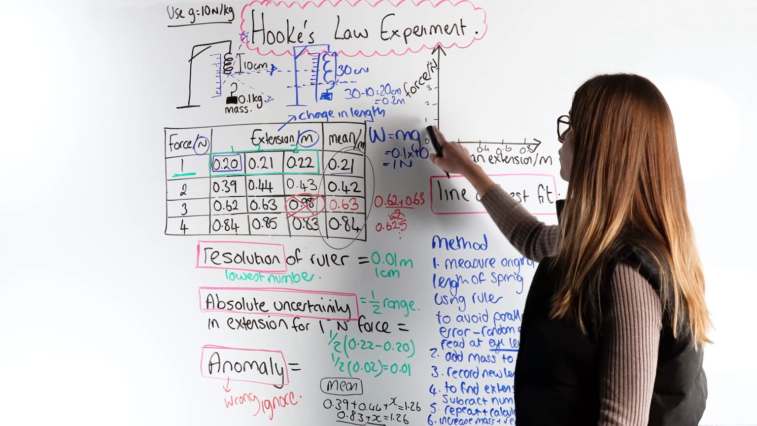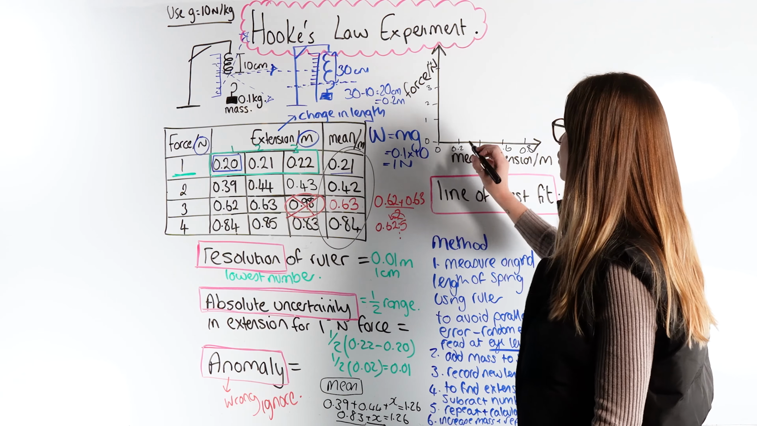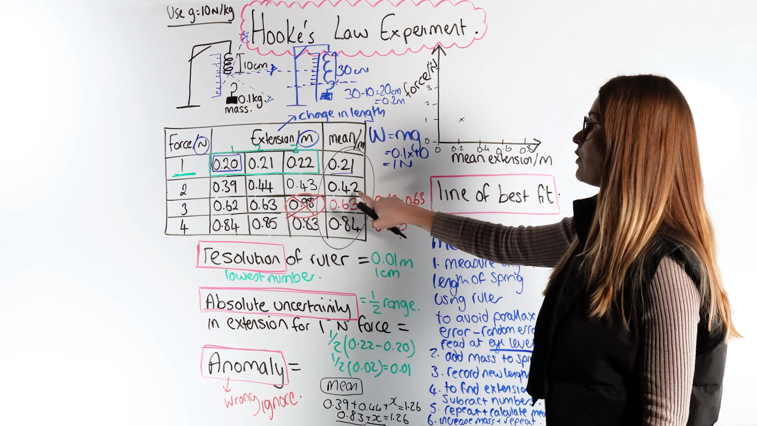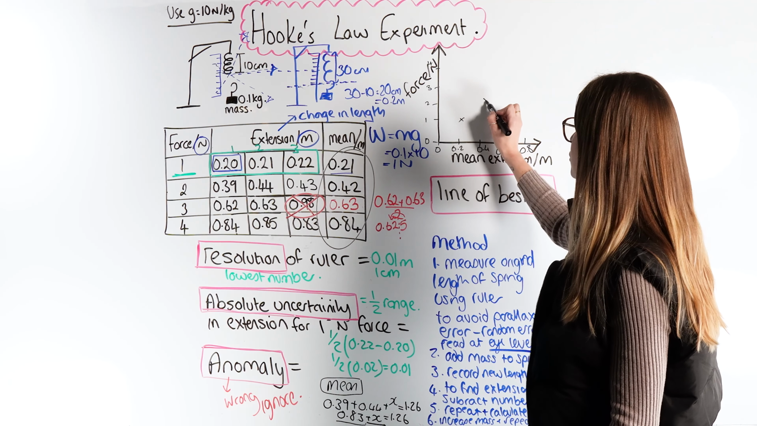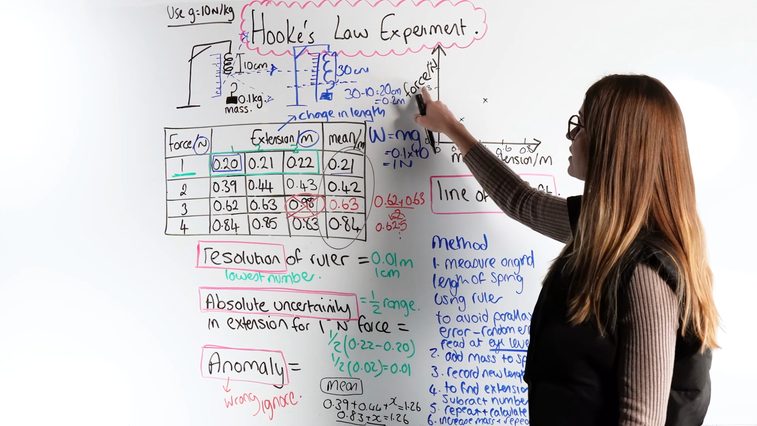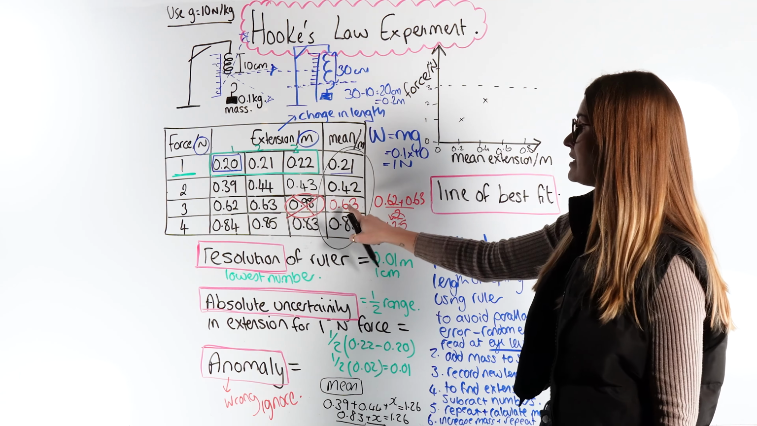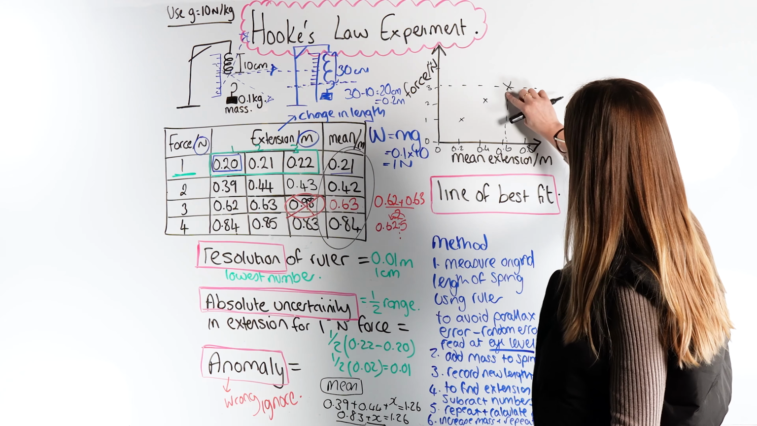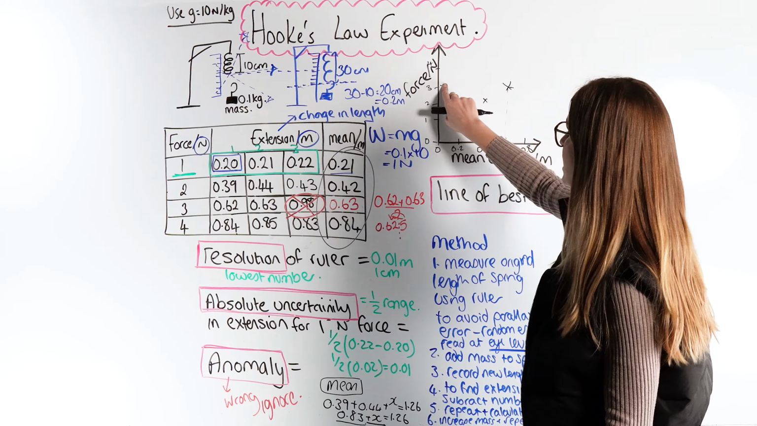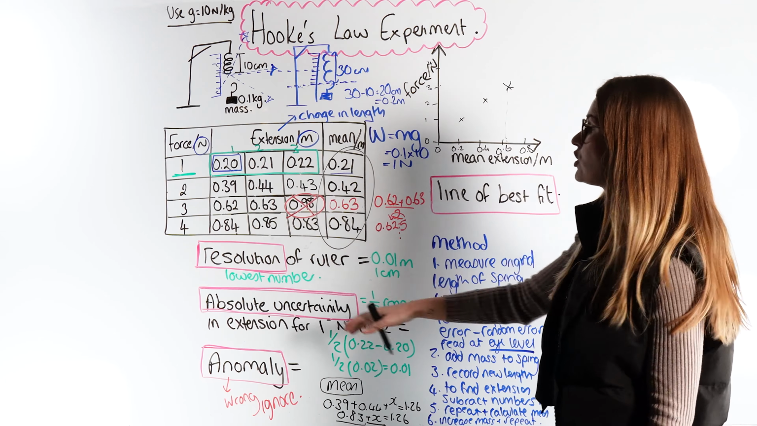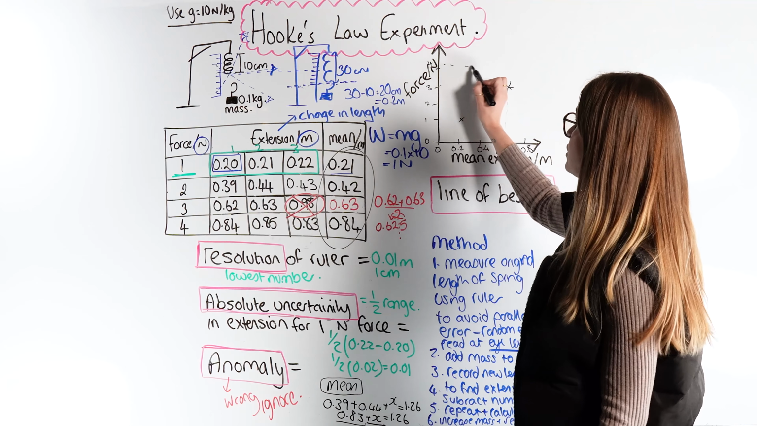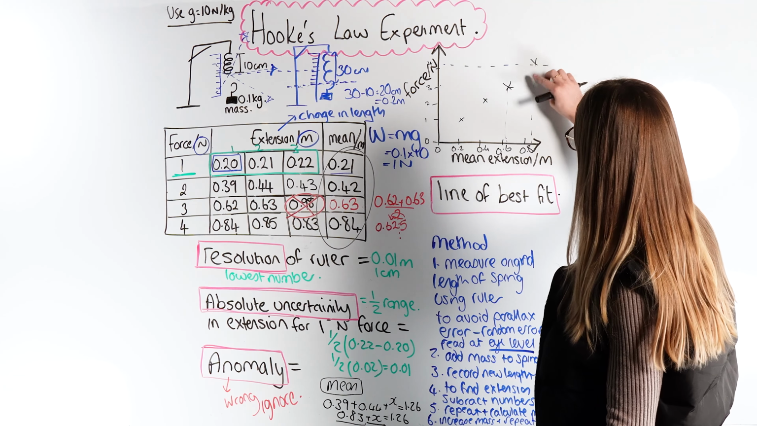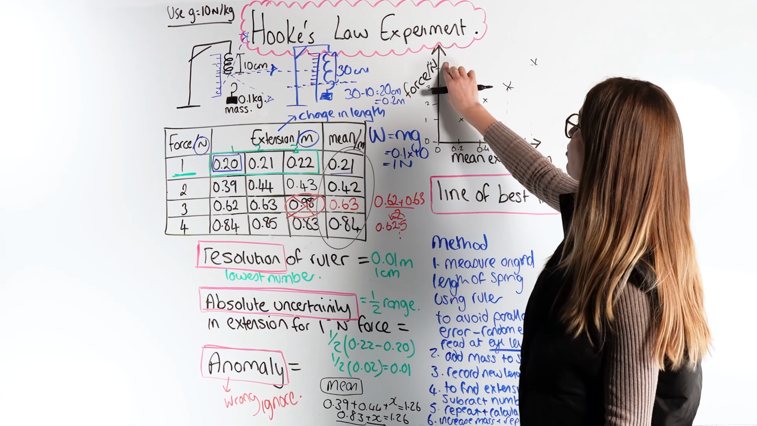So the first one was when the force was 1 Newton, the mean was 0.21. When the force is 2 Newtons, we got 0.42. When the force was 3 Newtons, I need to be at 0.63. Where they meet is where I plot my point. Maybe they had these 3 plotted for you, so they only want you to plot the last one, which is 4 Newtons, and somewhere along 4 Newtons I need to plot 0.84. So now we can see we have our plots.